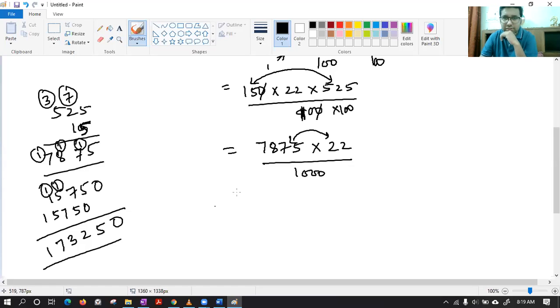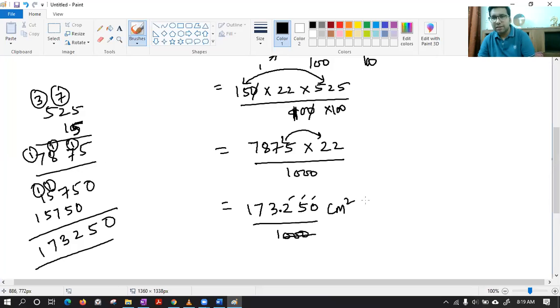Is this what you are getting, class? Now cut the zeros, 1 2 3, put the decimal over here, and that is the correct answer. And the unit will be how much? Centimeter square.